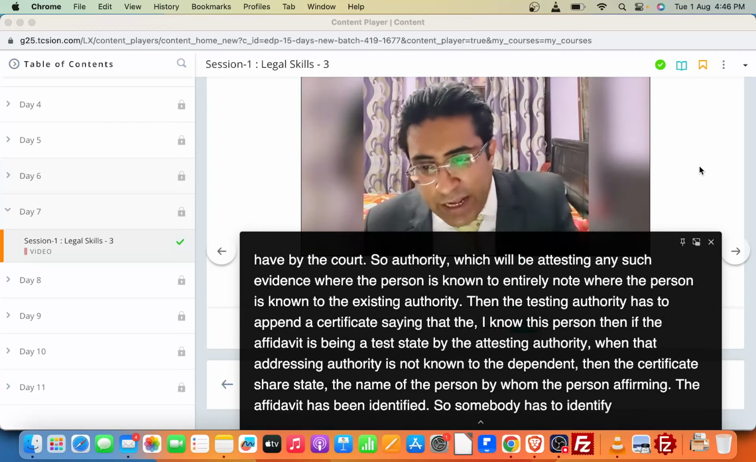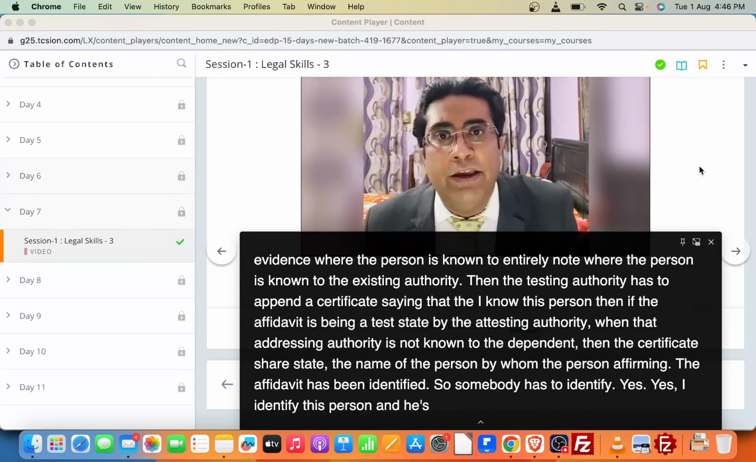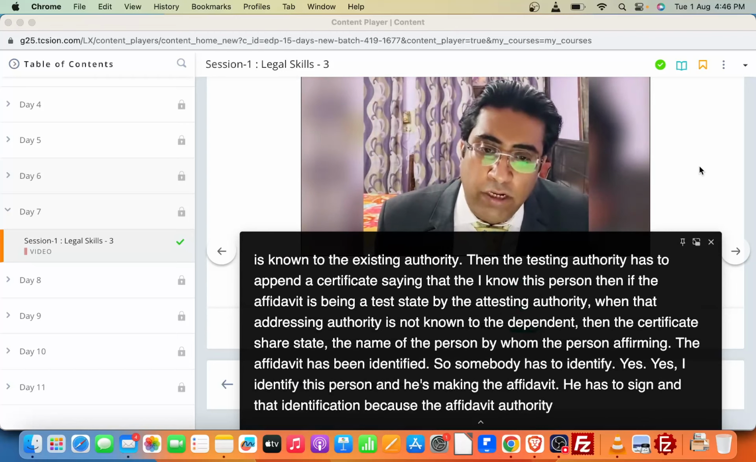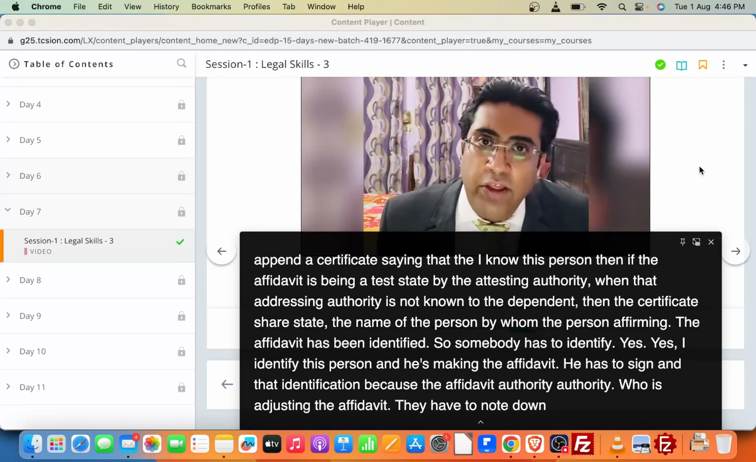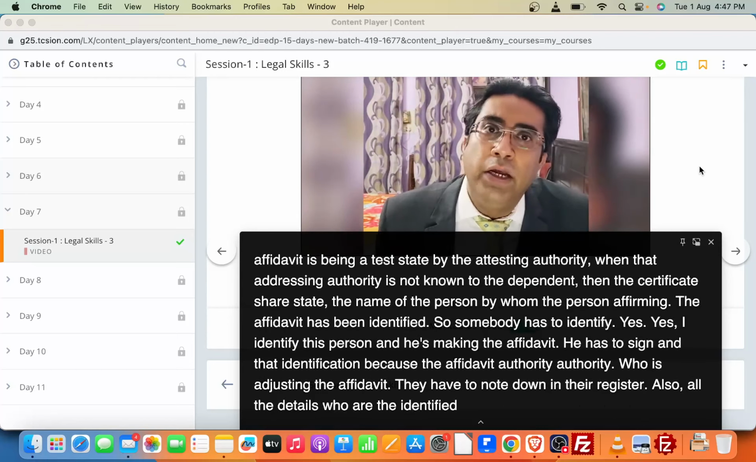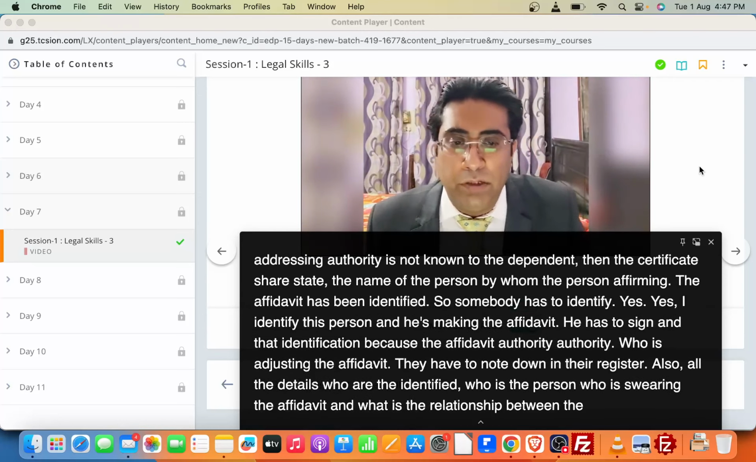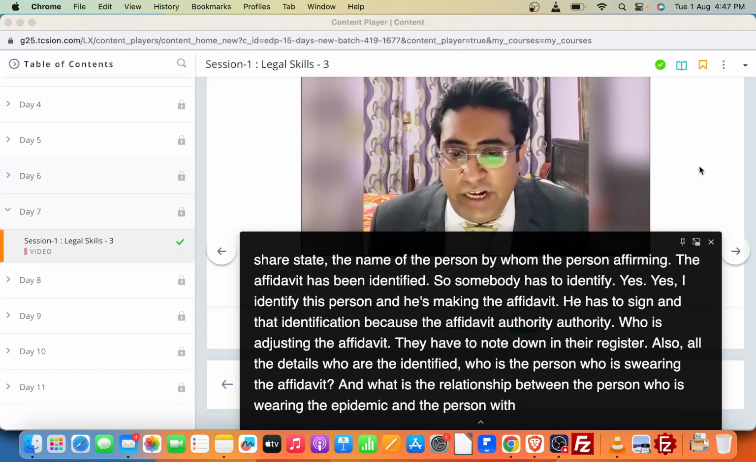So somebody has to identify, yes, I identify this person and he is making the affidavit, he has to sign. And that identification, because the affidavit authority who is attesting the affidavit, they have to note down in the register also all the details: who has identified, who is the person who is swearing the affidavit, and what is the relationship between the person who is swearing the affidavit and the person who is identifying.